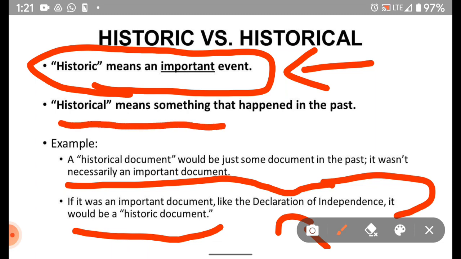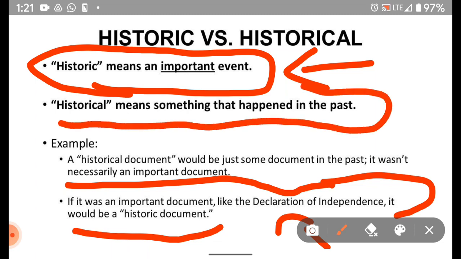Talking about historical, it means something that happened in the past. So historical is everything, remember, everything. It always happens in the past. It cannot happen in the future, okay. An example could be a historical document, okay. And now when I say the word historical document, it means a document which was signed in the past.